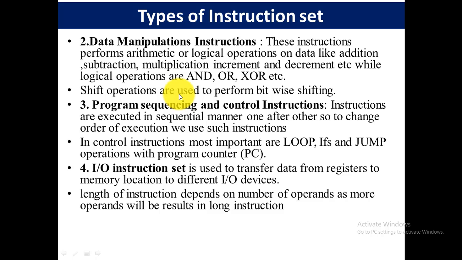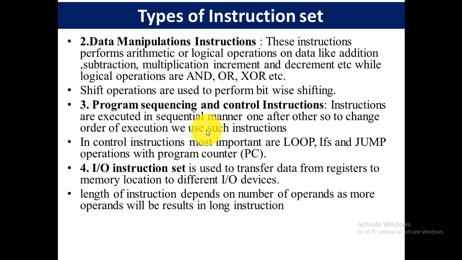The third type of instruction is program sequencing and control structure. We know that usually the program flows in a sequence, all instructions executed one after the other, but we can interrupt and change the sequence of execution of the commands. To change the order of execution, we use instructions like loops, ifs, and jump operations.